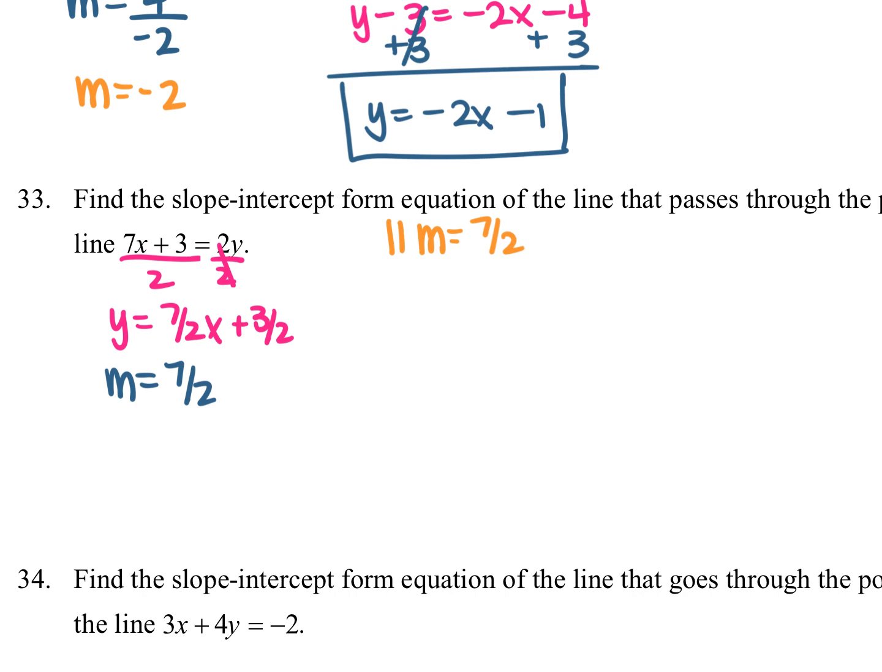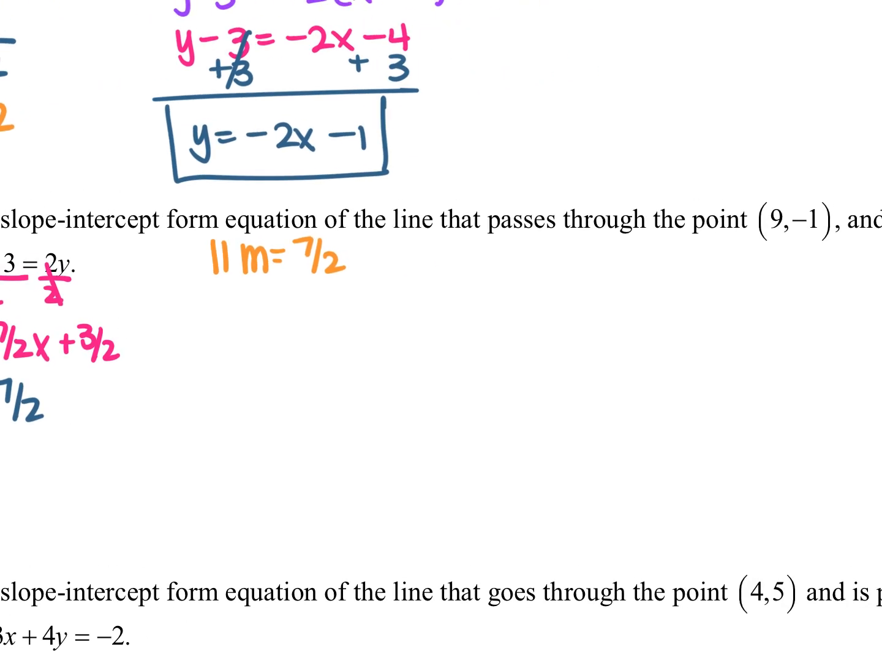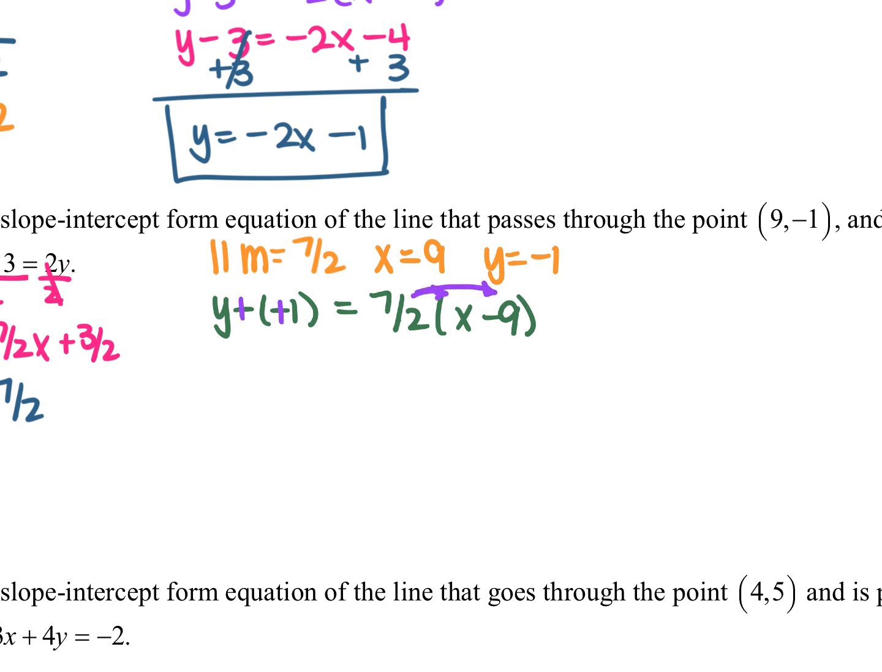Then we are using the ordered pair 9, negative 1. So x is equal to 9. Y is equal to negative 1. If we use point slope form, then turn that into slope intercept form, that means we are going to have y minus negative 1 is equal to 7/2 times x minus 9. I'm going to simplify the double negatives and distribute the 7/2 at the same time. So it's going to give us y plus 1 is equal to 7/2 x minus 63 over 2.